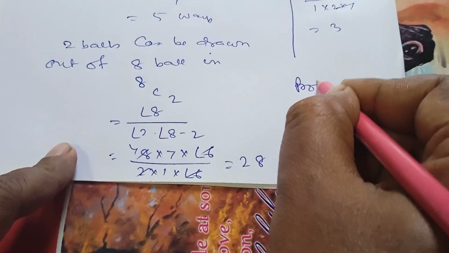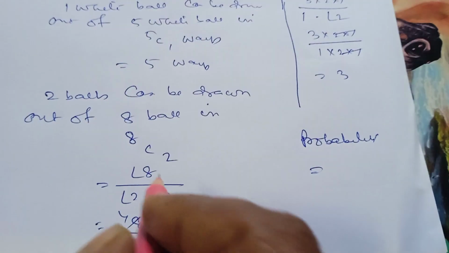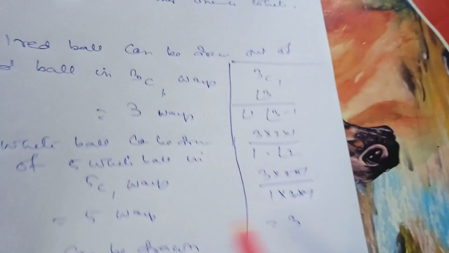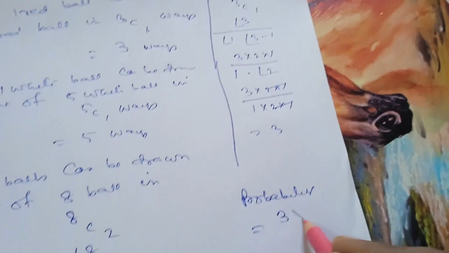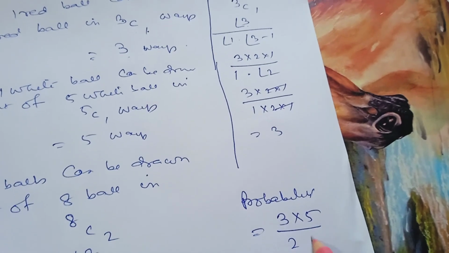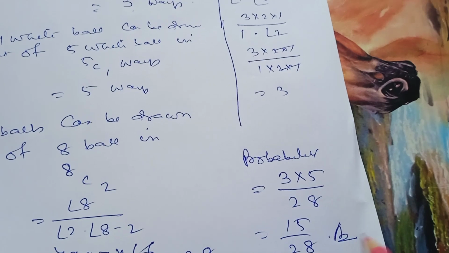So probability equals, one thing you should remember in your mind, 'and' means into. 'And' means into. So 3 into 5 divided by 28. 15 by 28. So we are getting the result.